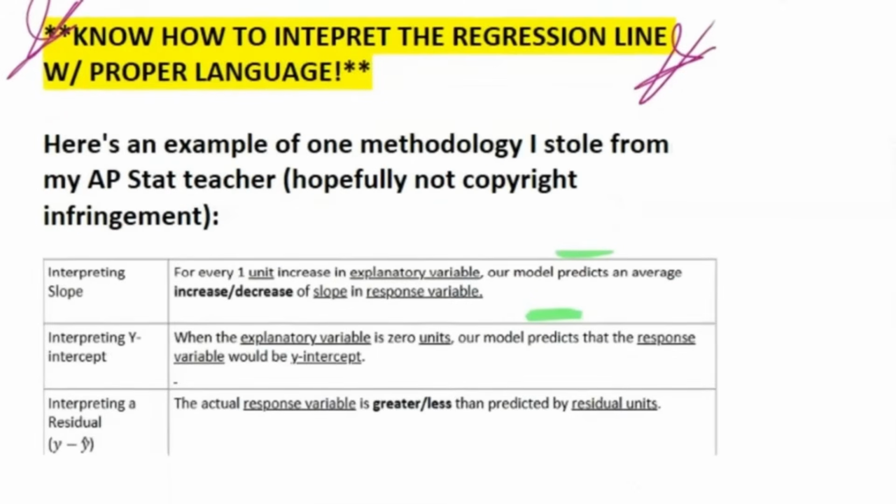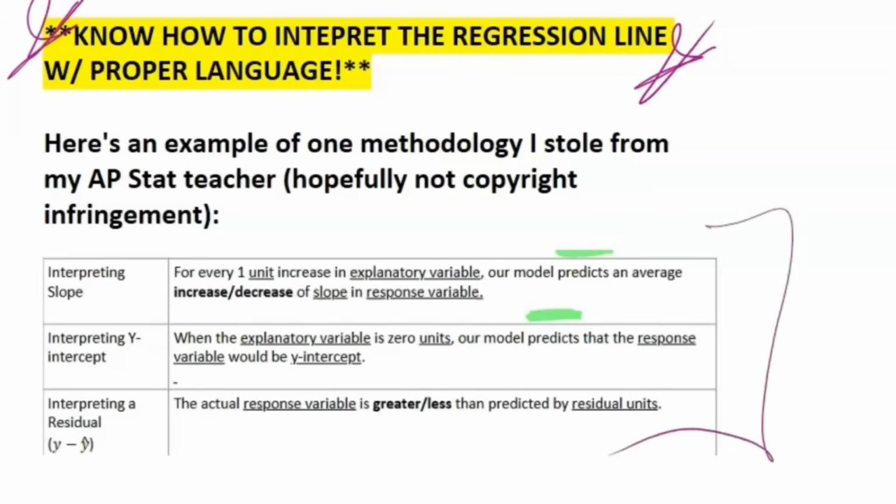All right, so here's an example. I just took this methodology from my AP Stat teacher, so hopefully it's not copyright infringement. It shows one way you could use language to interpret the slope, the y-intercept, the residuals, talking about the explanatory variable, that's just the independent variable, and your response variable, your dependent variable, using that specific and correct language.